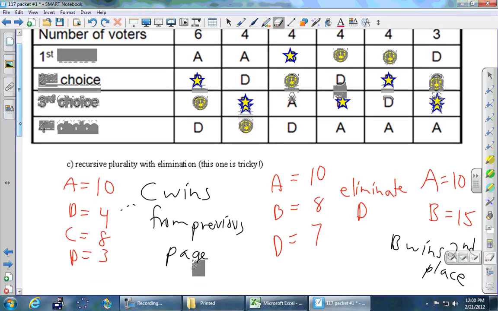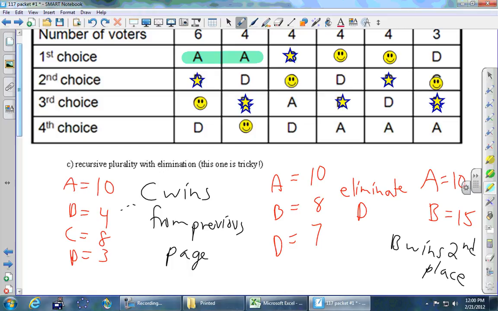Okay, let's look at these two candidates. I want first place votes again, so I'm going to highlight in blue. Who's the first place winner in the next column? It's A in the next one, D, and then D, and then D.